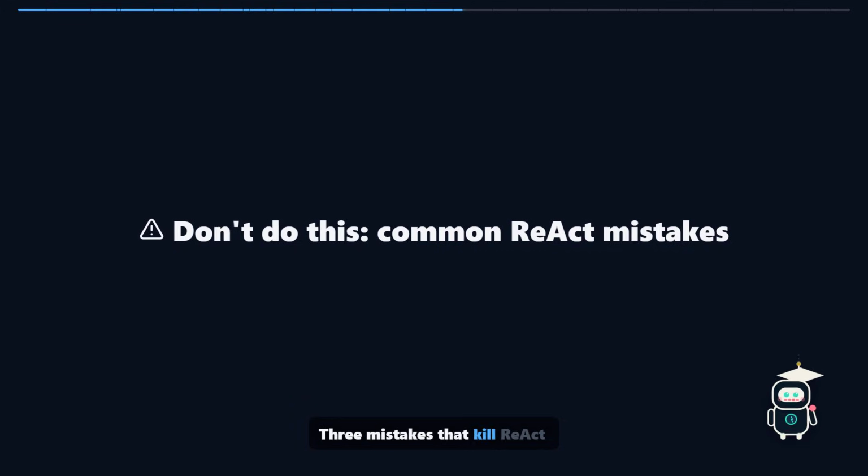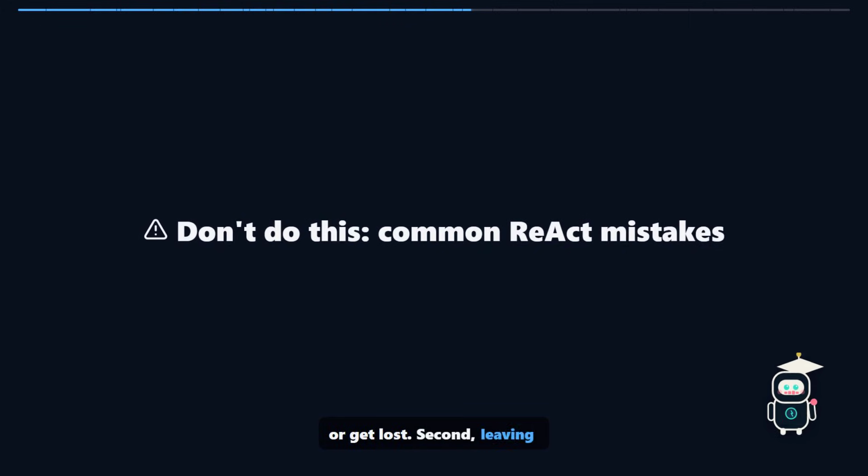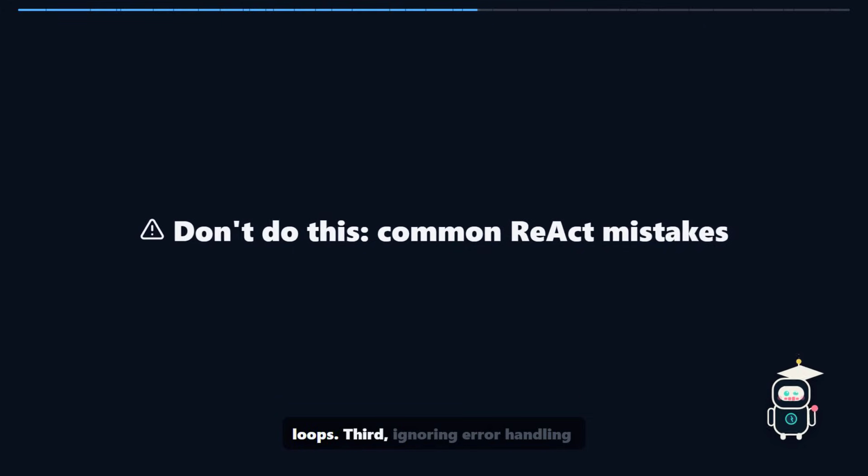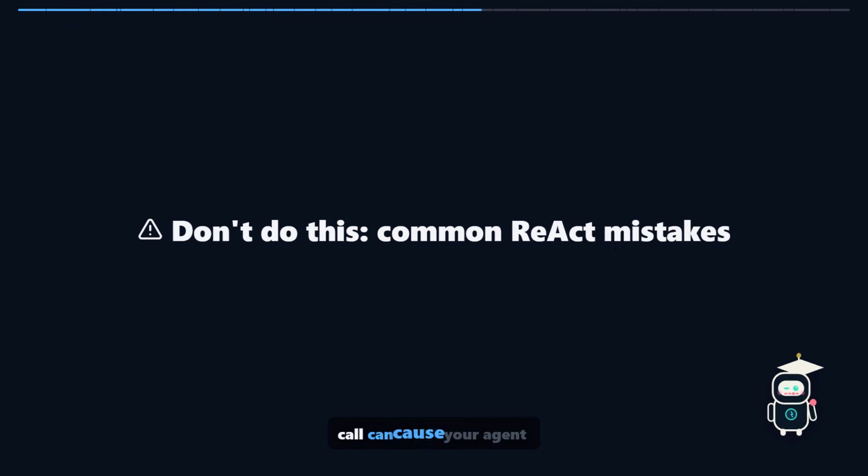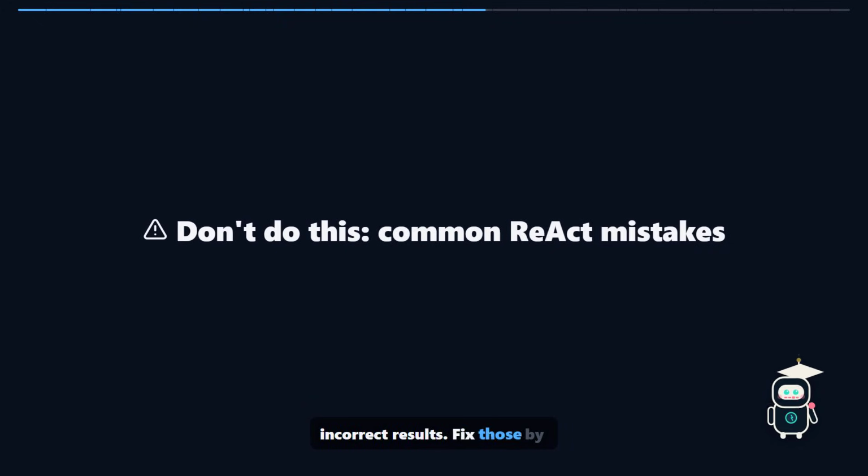3 mistakes that kill ReAct agents. First, forgetting to tell the model which tools exist. It's likely to hallucinate or get lost. Second, leaving out a loop limit. Your agent will run forever. Cap iterations to prevent infinite loops. Third, ignoring error handling. A single failed API call can cause your agent to get stuck or produce incorrect results. Fix those by listing every tool with its syntax, capping iterations, and adding a recovery rule right in the system prompt.